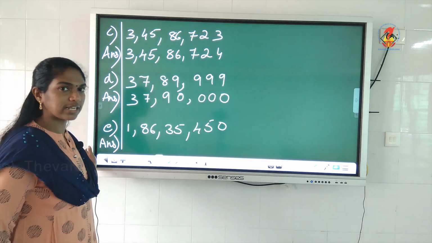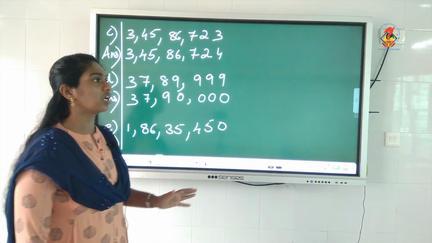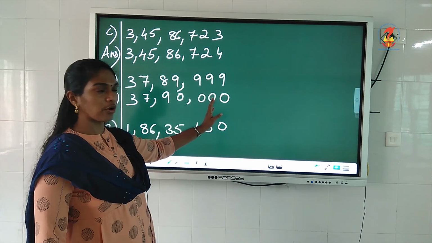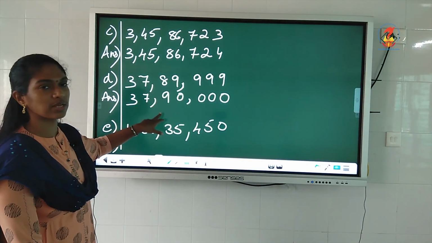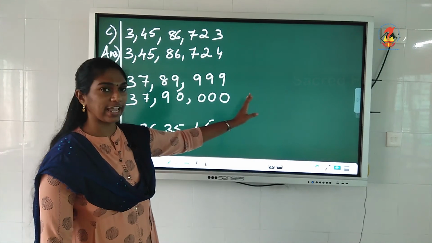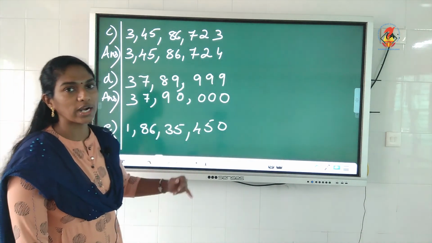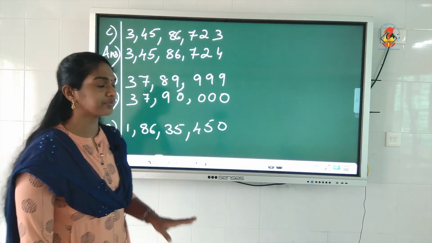Okay, children? Clear how to write successor and predecessor? When it is successor, all the 9s will become 0 and the number before 9 becomes 1 more. When it is predecessor, all the zeros at the end will become 9 and the number before 0 will become 1 less. Clear, children? Thank you.